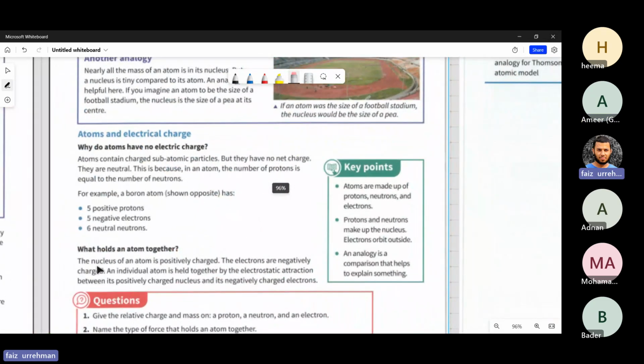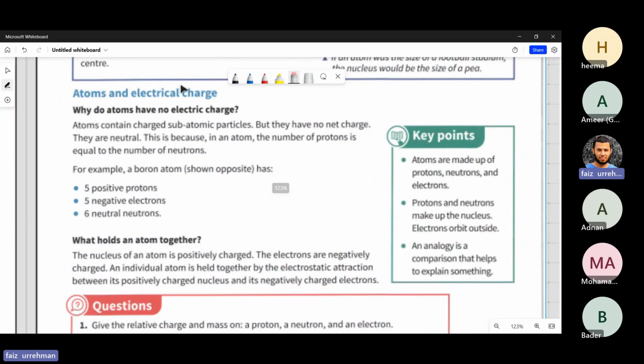No problem. So why do atoms have no electric charge? I already told you, because overall it's neutral. You have an equal number of positive and negative charges, so they cancel out each other. Like what? Look here, 5 positive and 5 negative. So 5 positive will cancel the 5 negative charge, correct? So what is the overall charge?